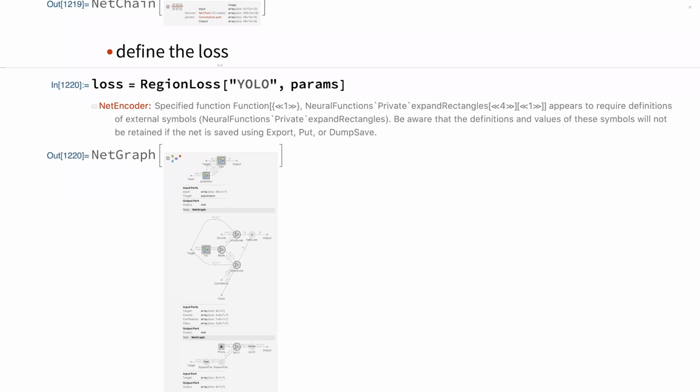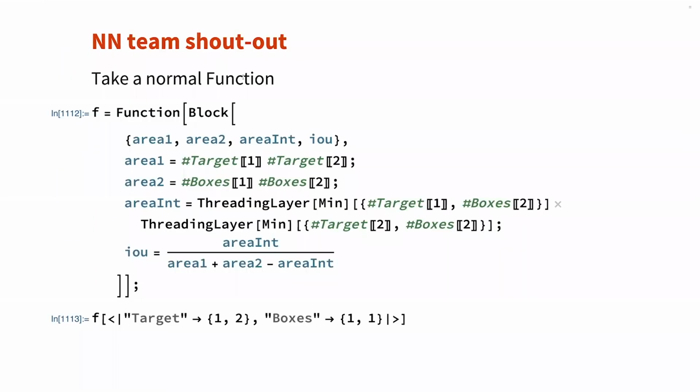I just want to spend 1 minute to give a shout out to the neural network team that made this possible. I'm sure that people, probably Jerome, are presenting this, but this is a neat piece of functionality in 12.2, and it basically allows you to take a layer like this one. Here I wrote it to do the intersection over union of two boxes with the same center, and this is a Mathematica function that you can just apply.